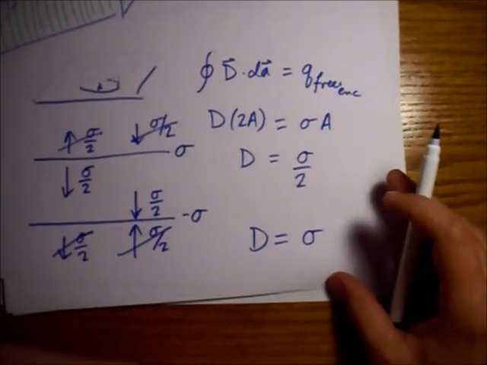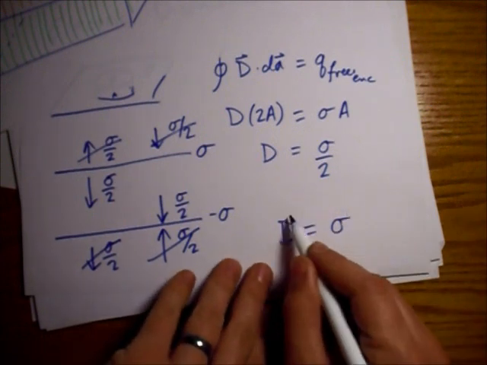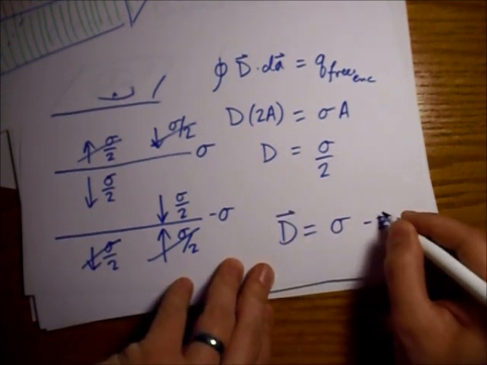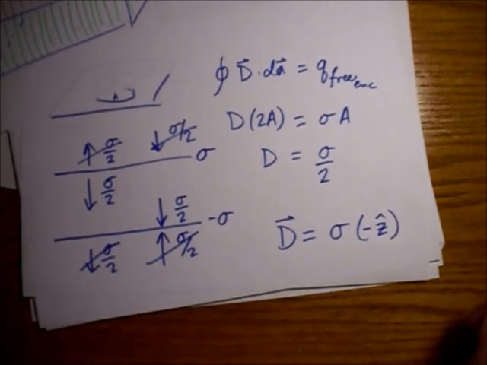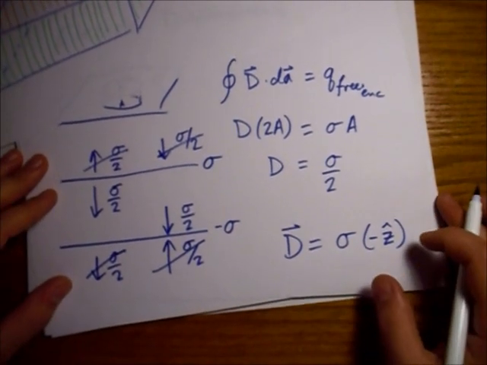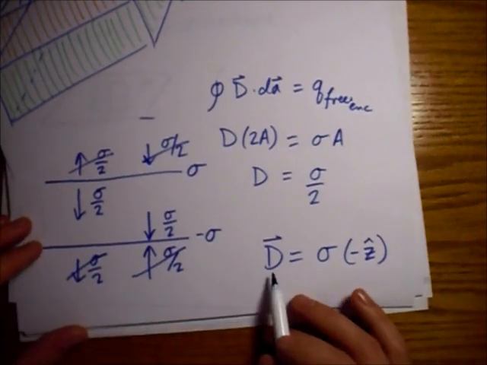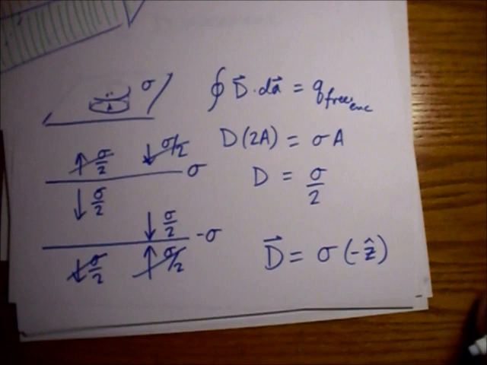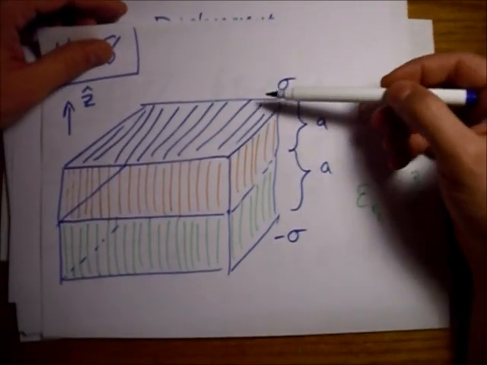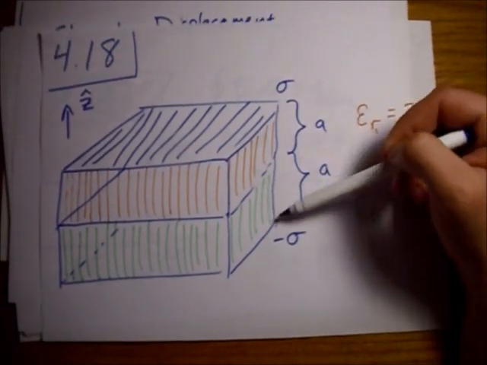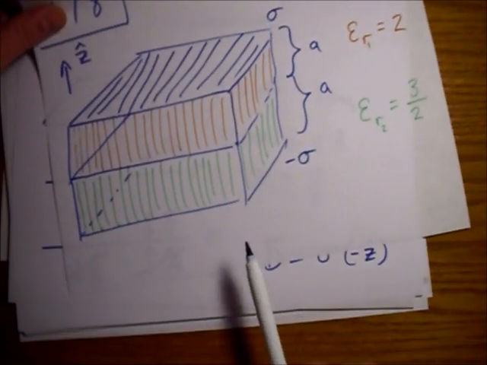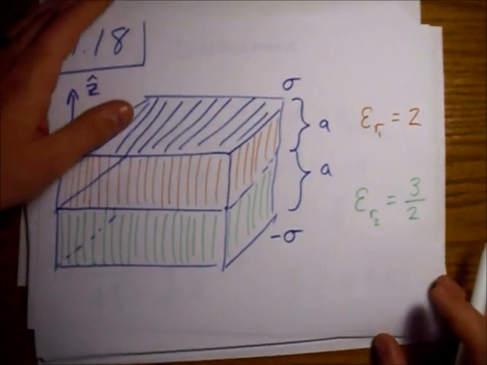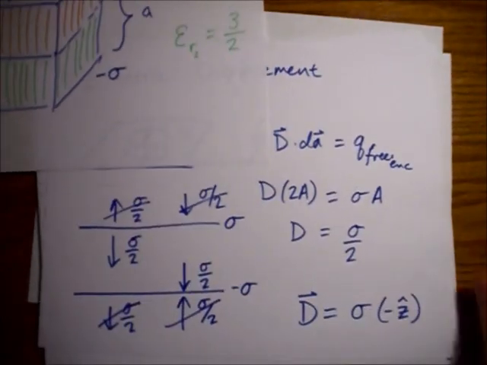So in that case, if we want to make this a vector, it's actually in the minus z hat direction. And that's our answer for part A. The magnitude of the displacement is just sigma, and the direction is, of course, pointed away from the positive free charge surface density and pointed toward the negative free charge surface density. So there we go for part A.